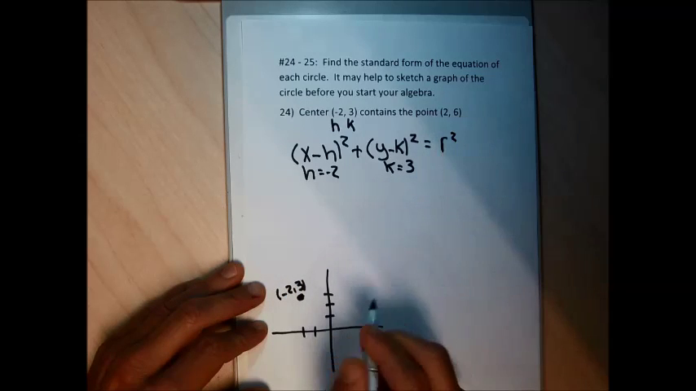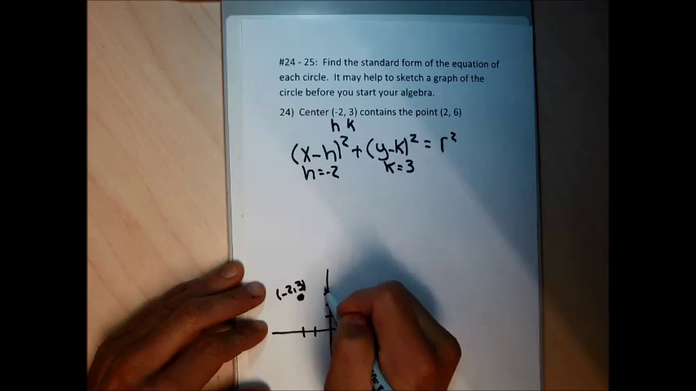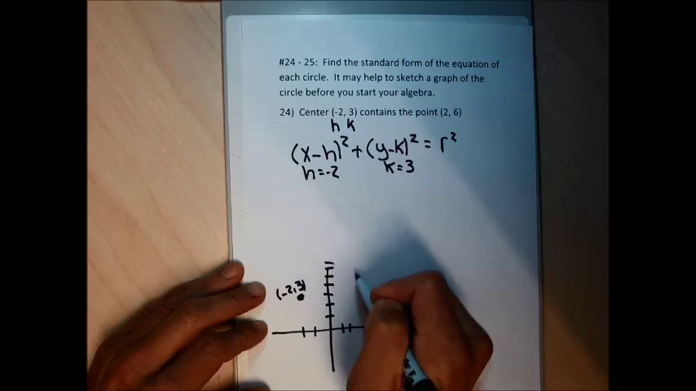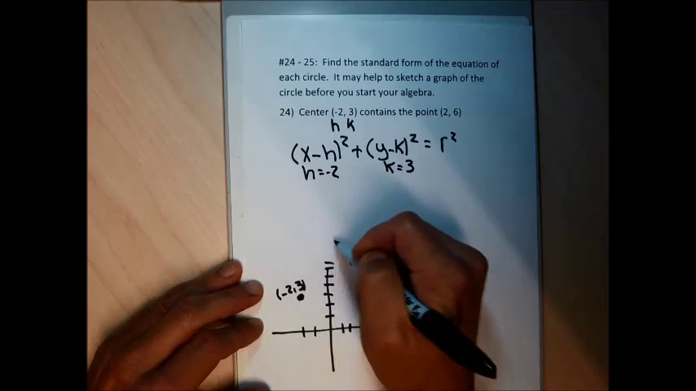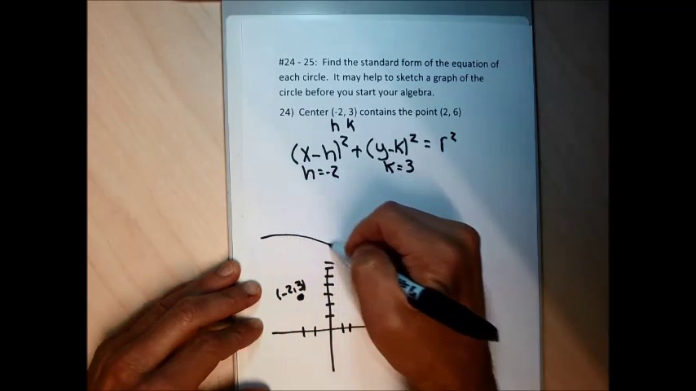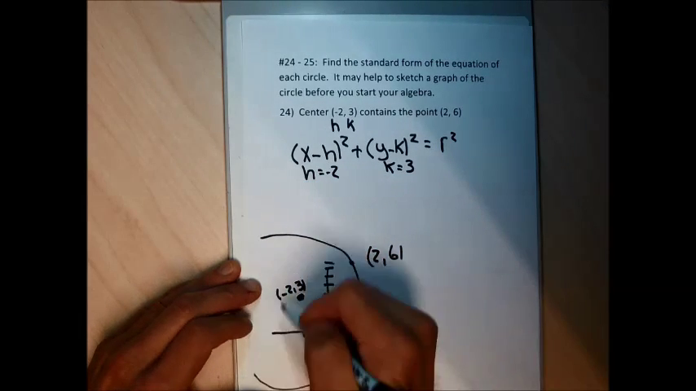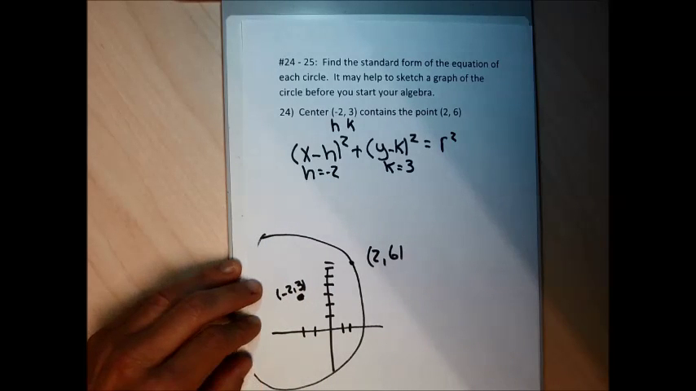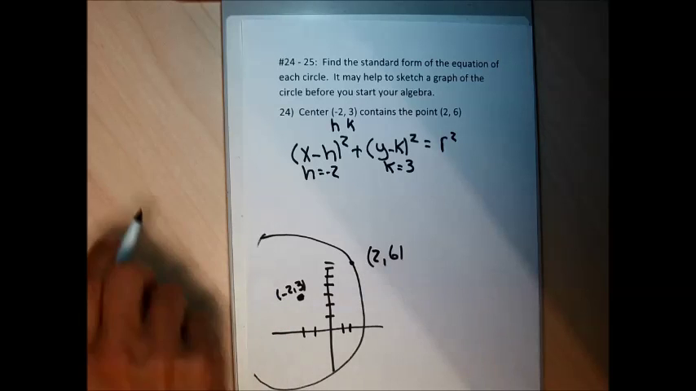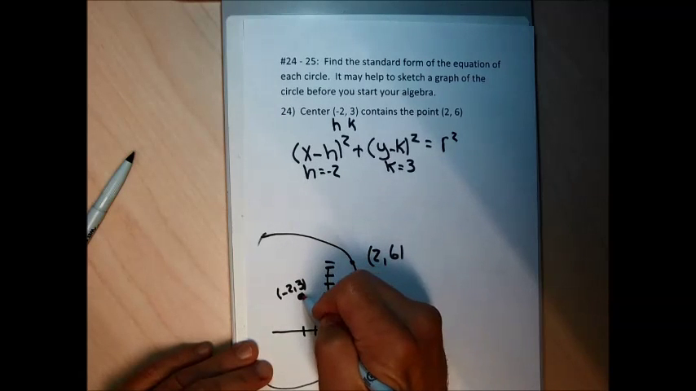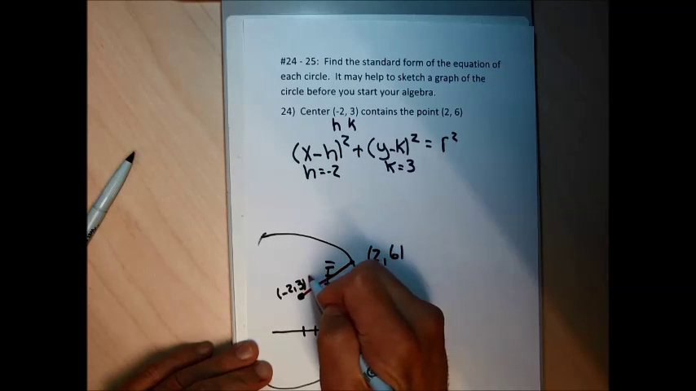I'm going to plot the other point on the graph, which is the point 2, 6. And the circle that's being defined here is this circle. That's probably going to go off my page, but that's the circle that's being defined that has the center -2, 3, and it goes through the point 2, 6.